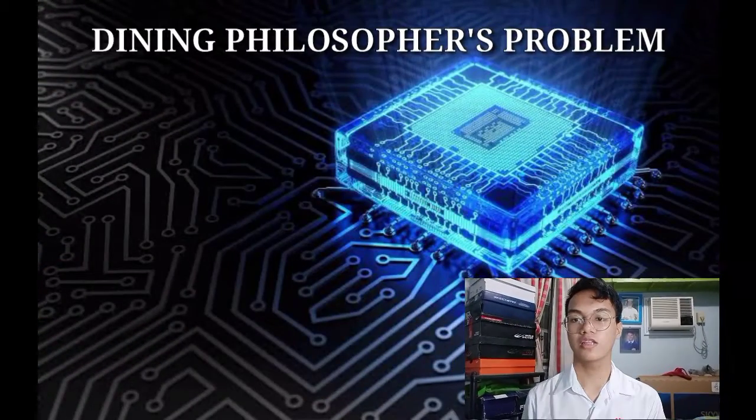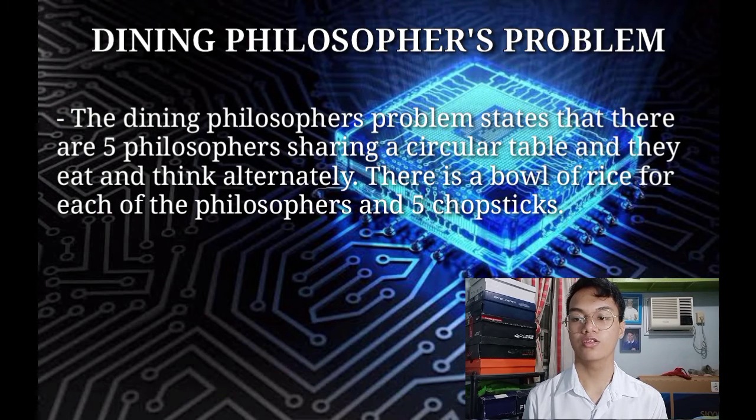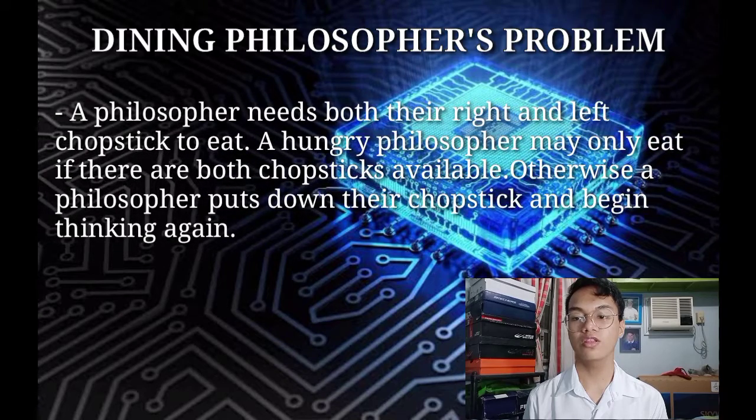And now, we are going to the problem that occurs in the dining philosopher's problem. The dining philosopher's problem states that there are 5 philosophers sharing a circular table, and they eat and think alternately. There is a bowl of rice for each of the philosophers, and 5 chopsticks. A philosopher needs both their right and left chopsticks to eat. A hungry philosopher may only eat if both chopsticks are available. Otherwise, a philosopher puts down their chopstick and begins thinking again.